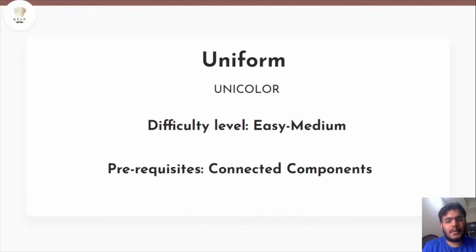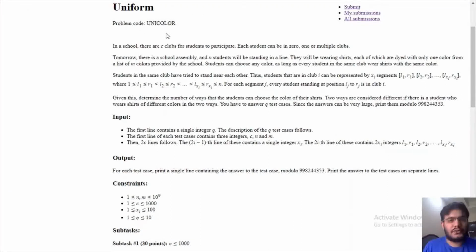Today we have the problem named Uniform, which is an easy-medium level problem and it is based on connected components. I have used the disjoint set union to do so, but it can also be done with the help of graph traversals. But obviously the logic behind the question remains the same in either of the two ways. So let us see what the problem has to say.